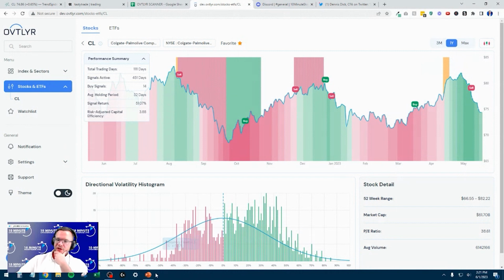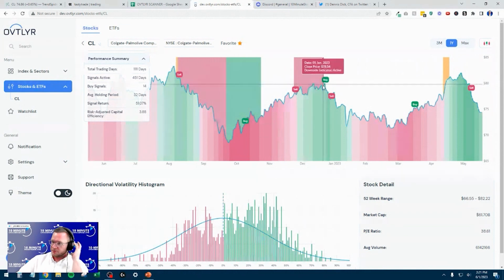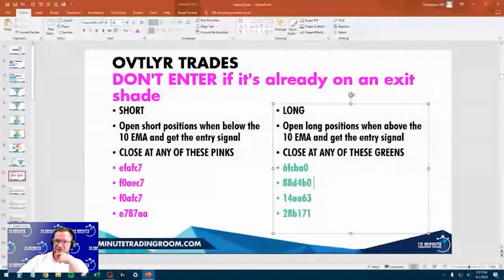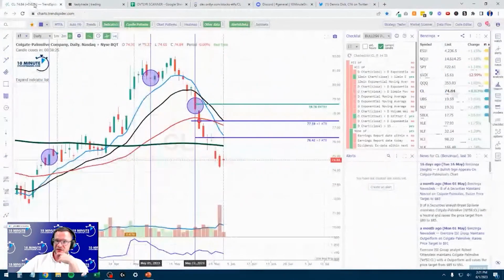So what we're looking for if we're selling short is a return to the pinks or the buy signal, whichever comes first. Like this, sell, return to the pinks. Now, we're not looking at just like the first pink, but 3 or 4 shades deep. We are not there yet. We're still in the green. So I think this still has some room to run. So CL is going to stay on.